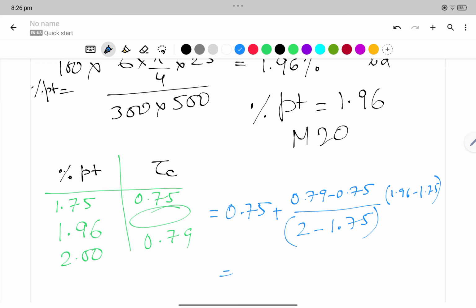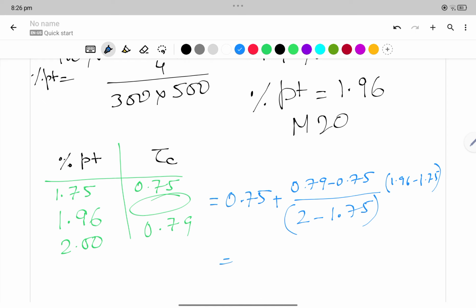Bracket 0.79 minus 2 minus 1.75 into bracket 1.96 minus 1.75 bracket, 0.75 plus answer. Okay, so the value is coming to 0.783. Okay, so this is the value of tau c.